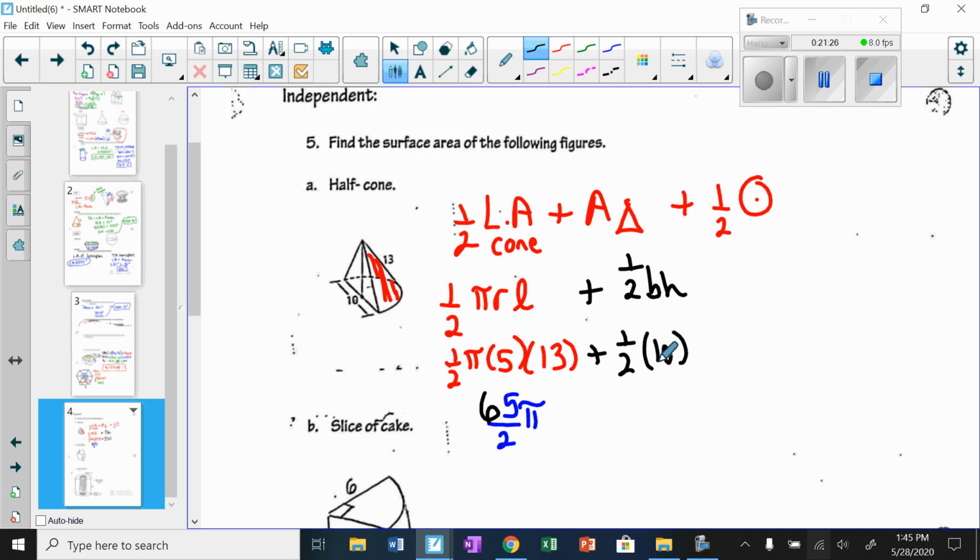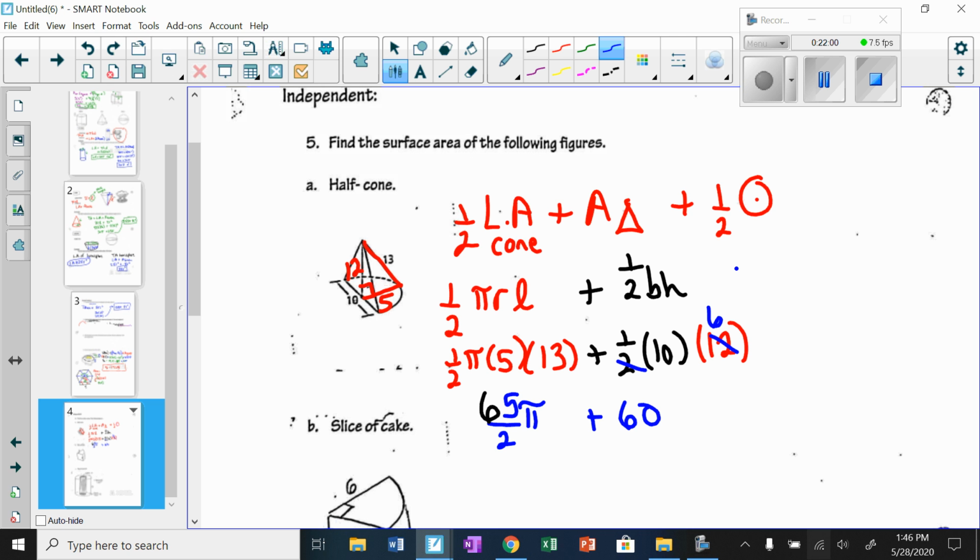The way we're going to find the height, we're going to be a little bit strategic here. So we're going to make a right triangle right there. Our hypotenuse is 13. Our radius is 5. So it's a 5, 12, 13 triple. There you go right there. So now our base is 10. Our height is 12. Half of 12 is 6.